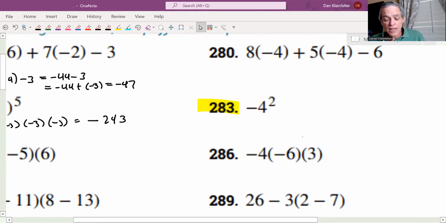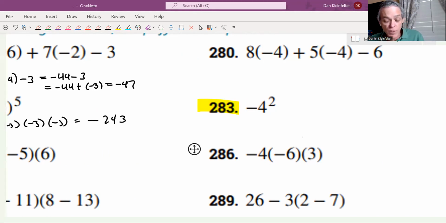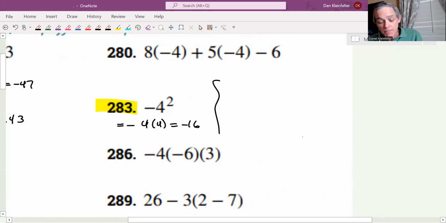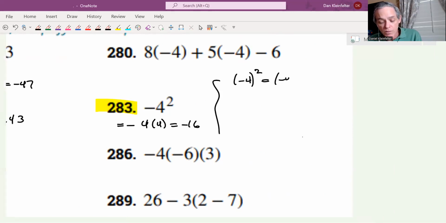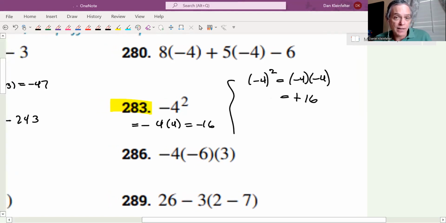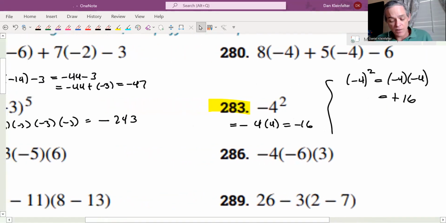Okay, this is in contrast to 283, which is negative 4 squared. Remember that according to order of operations, powers go first. This is equal to the negative of 4 times 4, or negative 16. Notice in particular that this is different from negative 4 squared, which would be negative 4 times negative 4. That's positive 16. Notice the presence or absence of parentheses completely changes what the value ends up being.